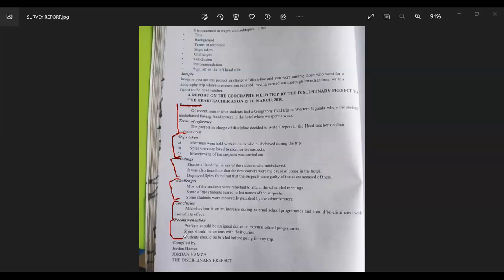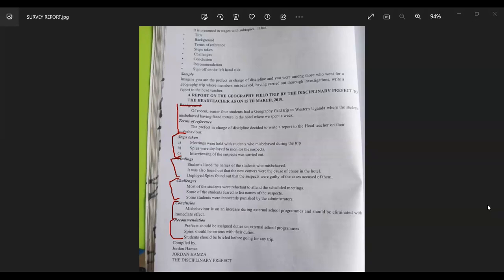Then you have the challenges. Most of the students were reluctant to attend the scheduled meetings. Some of the students feared to list names. Now, the challenges that you list in this particular report are not challenges that you faced at that place where people misbehaved. No. In the comprehensive report, you can write the challenges of that particular activity that was taking place. But in the survey report, you write challenges that you encountered when you are carrying out the investigation. Then you conclude, then you write the recommendations.